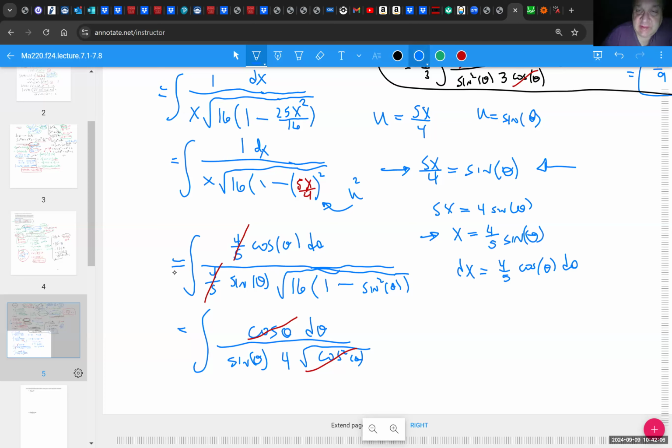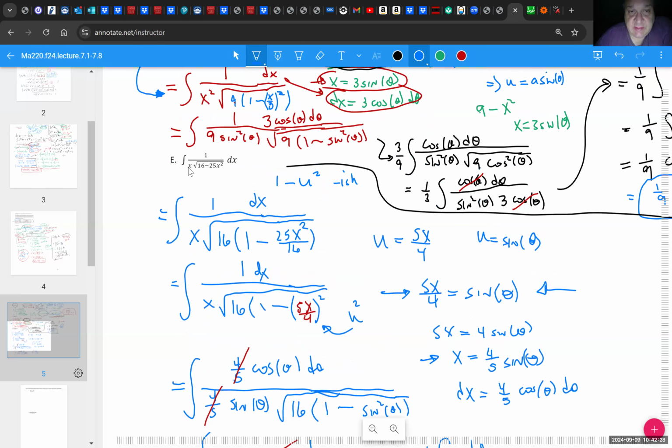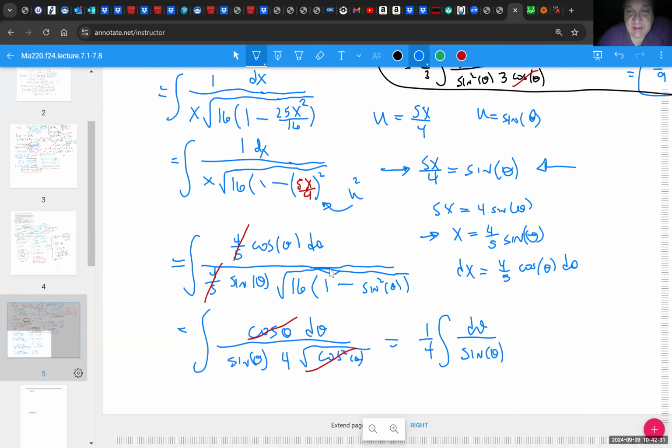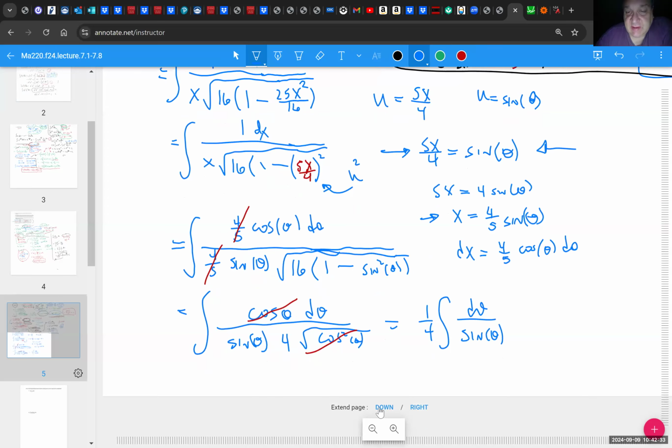I can take my 4 to the outside and write that as a 1 over 4. And then I have this thing right here: the integral of just d theta on the top and just sine theta on the bottom. All right, is it simpler? Well, it definitely looks simpler to me than the original integral. The integral here was x squared times the square root of 16 minus 25x squared, and I just have sine theta. Even if trig is not your favorite thing, you might recognize this is just 1 over sine theta, much simpler than the crazy x squareds and stuff that we had originally.